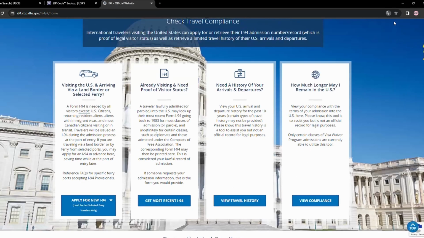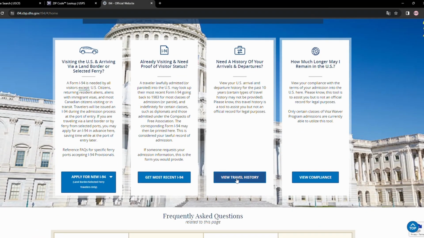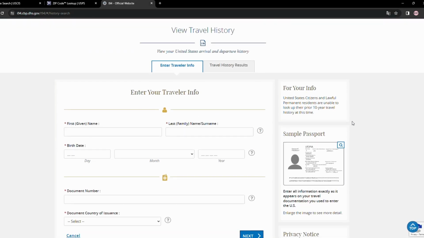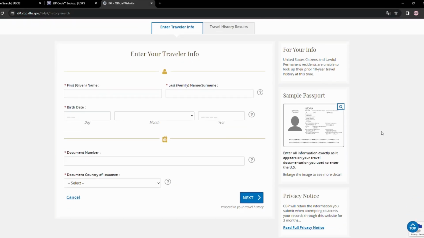Looking at the website, you should select the option, need a history of your arrivals and departures. Once in this section, you just need to enter your full name, date of birth, passport number, and your country of origin, and there you go. It's going to give you the past 5 years of entries and exits.